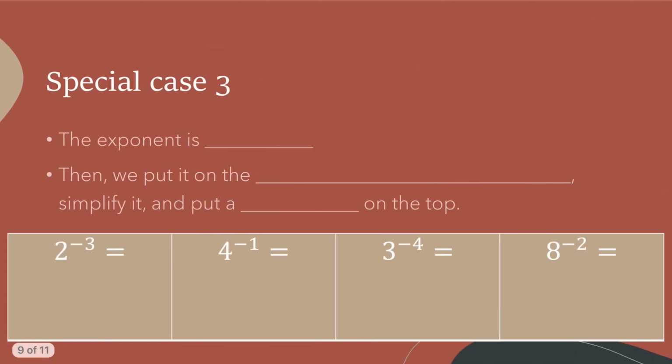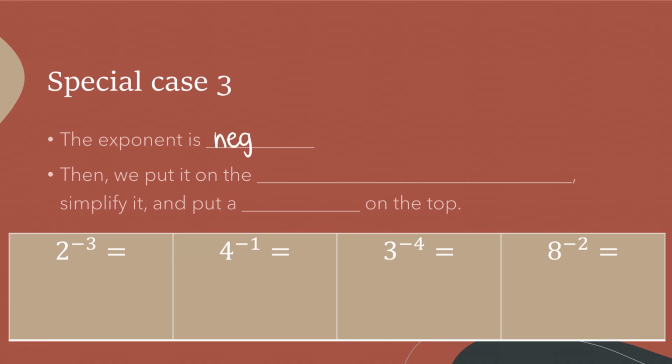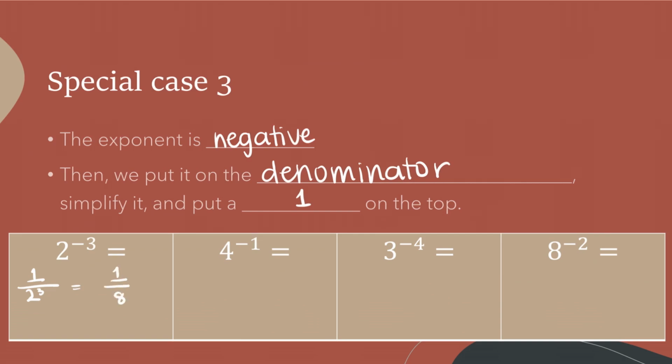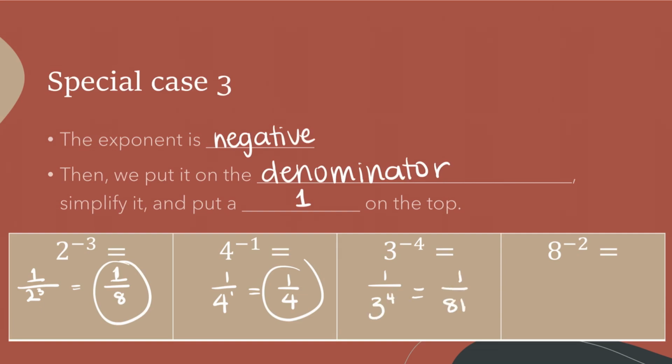If the exponent is negative, then we put it in the denominator, simplify it, and put a 1 on the top. So for example, 2 to the negative 3 is 1 over 2 to the third, or 1/8. This would just be 1/4 to the 1 power, or just 1/4. 3 to the negative 4 would be 1 over 3 to the 4th, or 1 over 81. And 8 to the negative 2 would just be 1 over 8 to the 2, or 1 over 64.